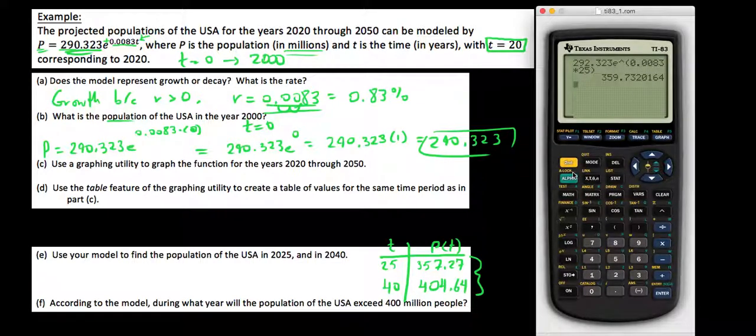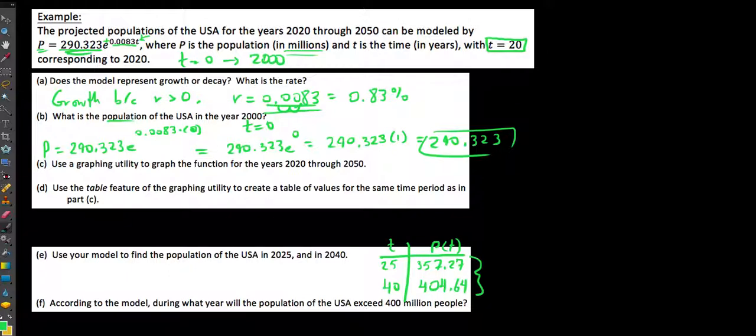So if I go look at my table, it should be the same thing. Did I look at the wrong entry? 25, 357.27. And when we evaluate this here, that's what happened. You guys, I typed 292 when it's 290.323. There's the value we got on our table. So just know that you don't have to put this in for y equals and make a table. We can just say I'm looking for a population at a given time, substitute the time into our model here, and solve for the population.